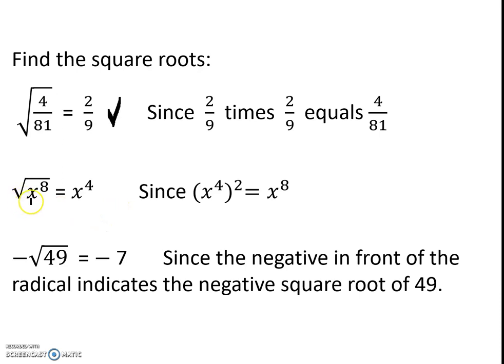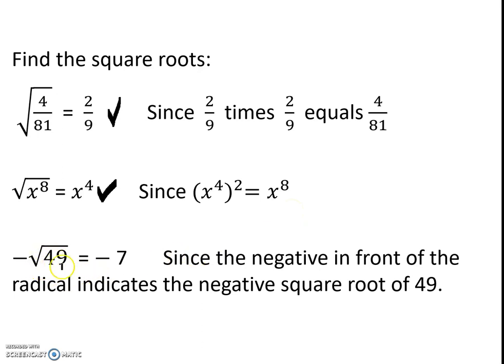The square root of x to the 8th, you simply divide that power by 2 and we find that it is x to the 4th. We can check it by doing x to the 4th squared, and yes, we do get x to the 8th.